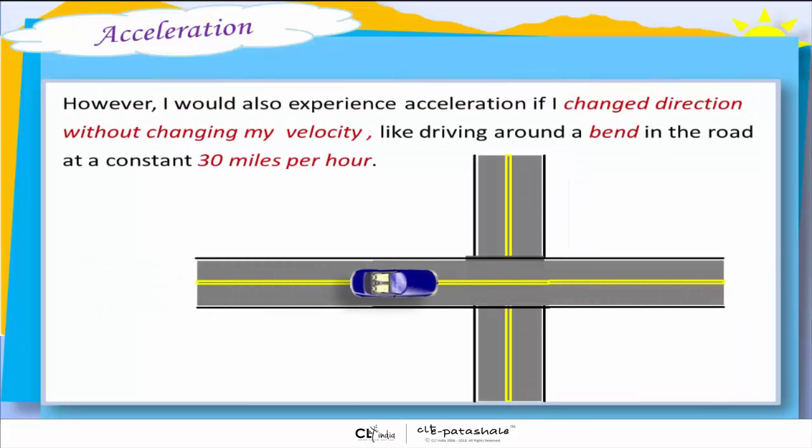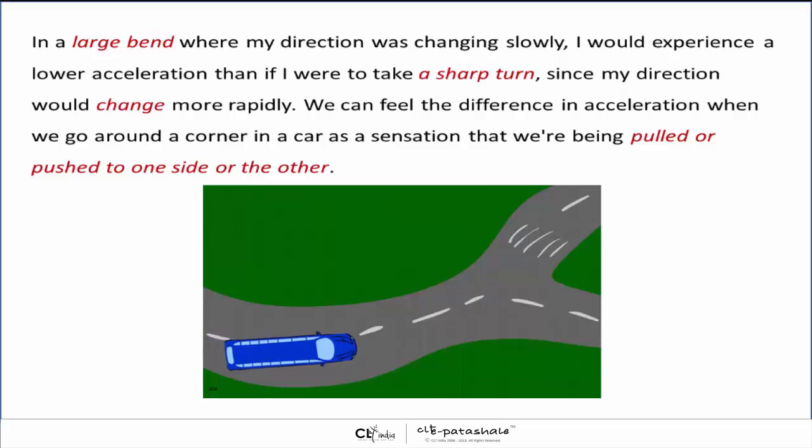However, I would also experience acceleration if I changed direction without changing my speed, like driving around a bend in the road at a constant 30 miles per hour. In a large bend, where my direction was changing slowly, I would experience a lower acceleration than if I were to take a sharp turn, since my direction would change more rapidly. We can feel the difference in acceleration when we go around a corner in a car as a sensation that we are being pulled or pushed to one side or the other.